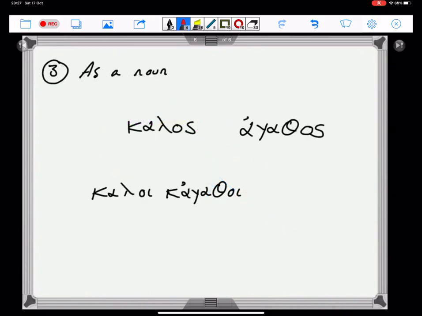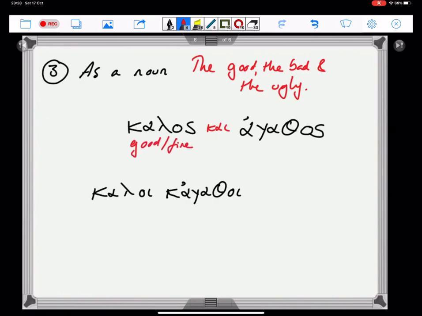The last use that's worth bearing in mind at this point is when you use the adjective to be a noun. This is something like the good, the bad, and the ugly. And such phrases exist in Greek. A really well-known one would be kalos and agathos together. Kalos kai agathos, good or fine and good.